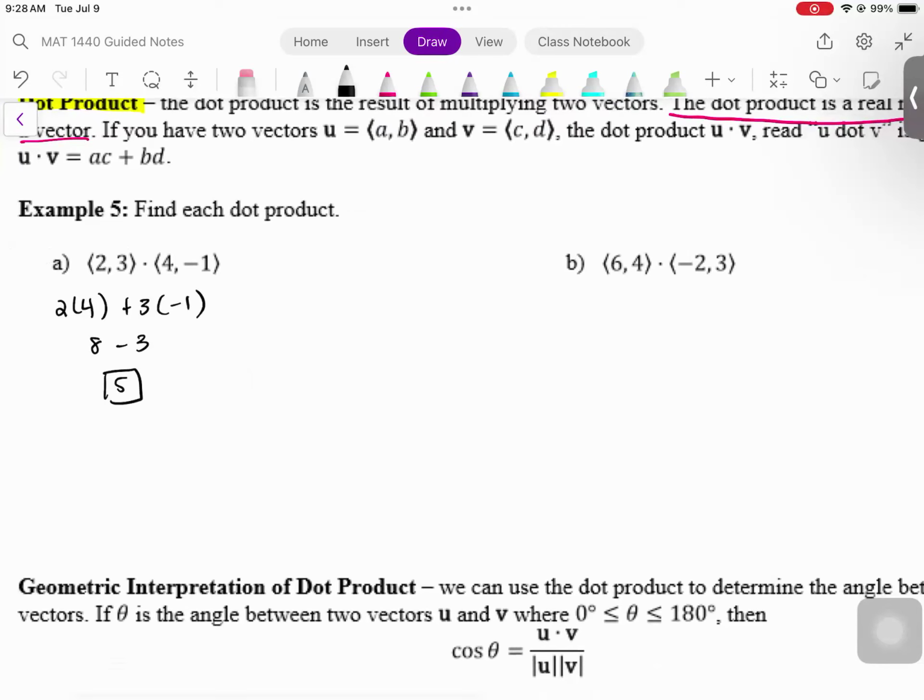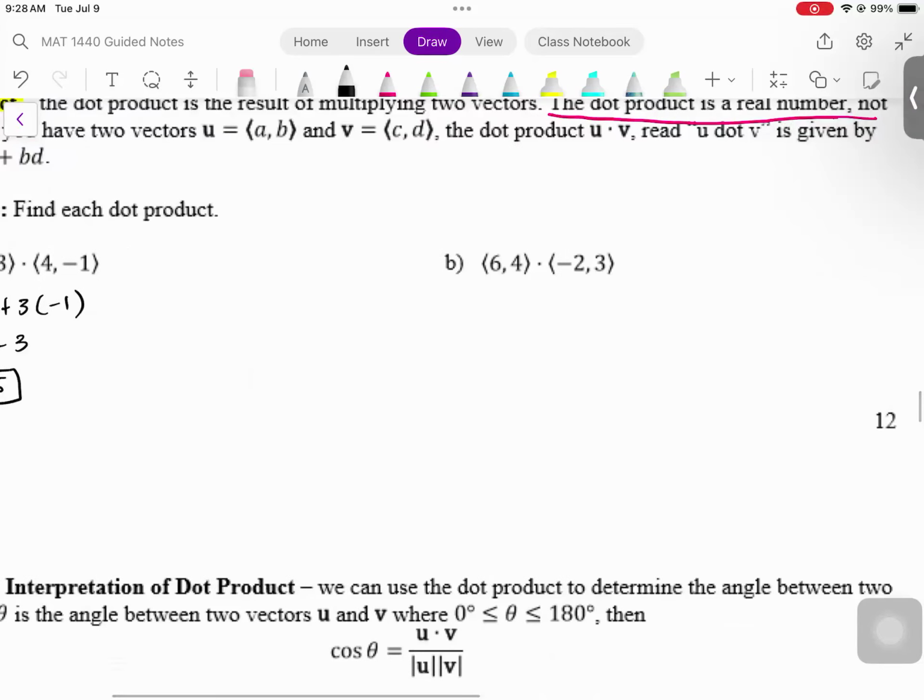Vector ⟨6, 4⟩ dot vector ⟨-2, 3⟩. So the dot product between those two vectors is going to be given by 6 times -2 plus 4 times 3. 6 times -2 is -12. 4 times 3 is +12. -12 plus 12 is 0. So that dot product is 0.